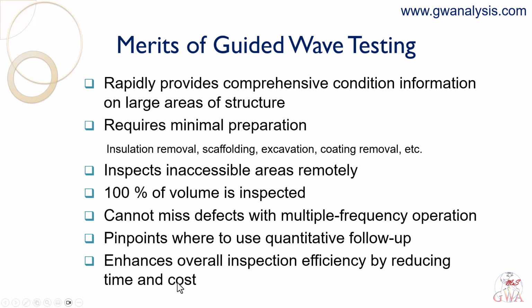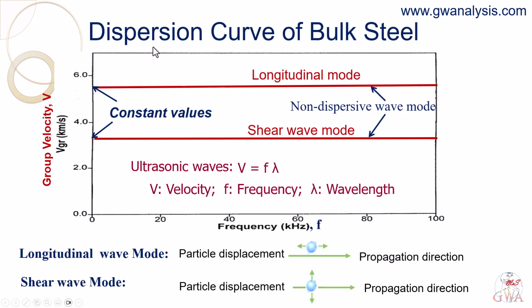This slide shows the dispersion curve of ultrasonic waves in bulk steel. The mathematical form of the wave equation is that velocity is a multiple of frequency and wavelength. Because three variables are in one equation, it has two independent variables. The dispersion curves are usually shown in the two variables of velocity and frequency, as in this plot. The x-axis is frequency and the y-axis is group velocity of the wave.